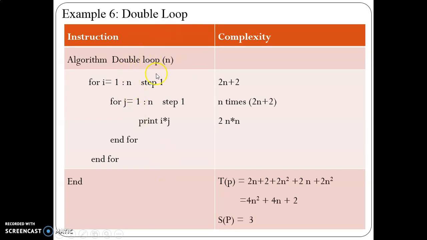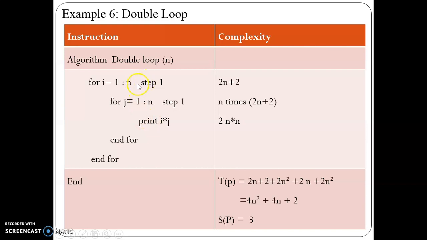Then an example with the double loop. Now in this we have a for statement. Within this we have another for statement, and then we are printing some values on the screen. Now this for loop is going to take 2n plus 2 steps. This for loop will get executed n times, and each time the complexity will be 2n plus 2. So we have n times 2n plus 2, which will come out to be 2n square plus 2n when we multiply this n with this value. And print i into j will give you a complexity of, there are two operations, multiplication and printing. So 2 is used here.